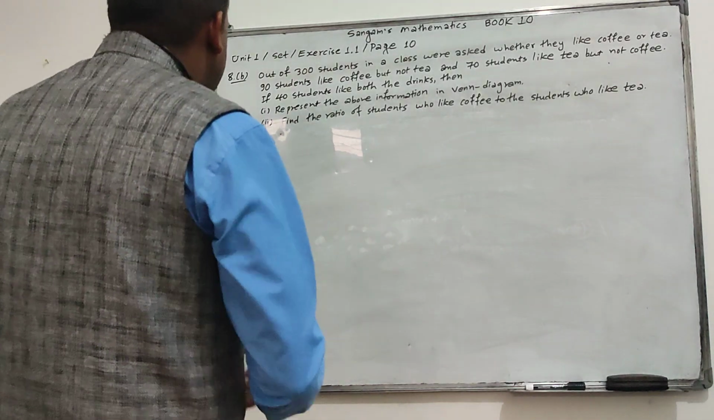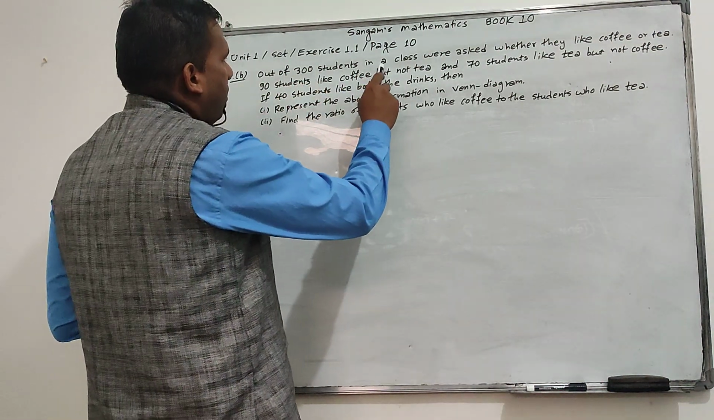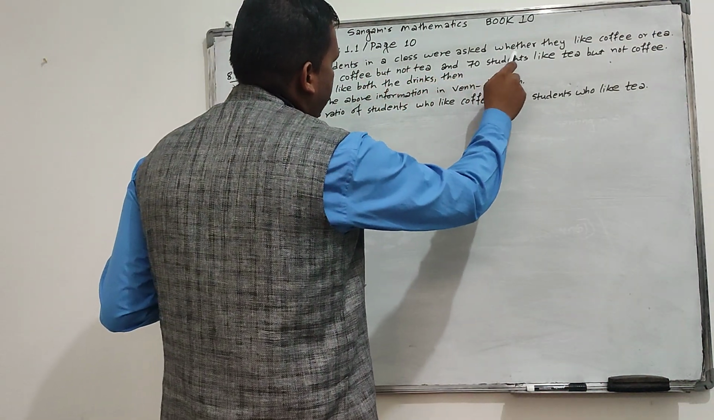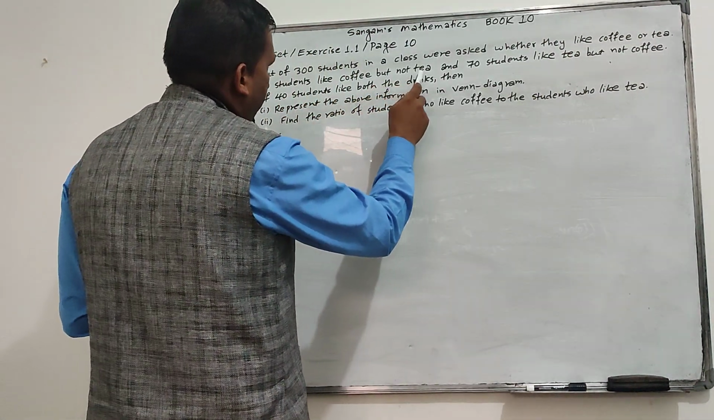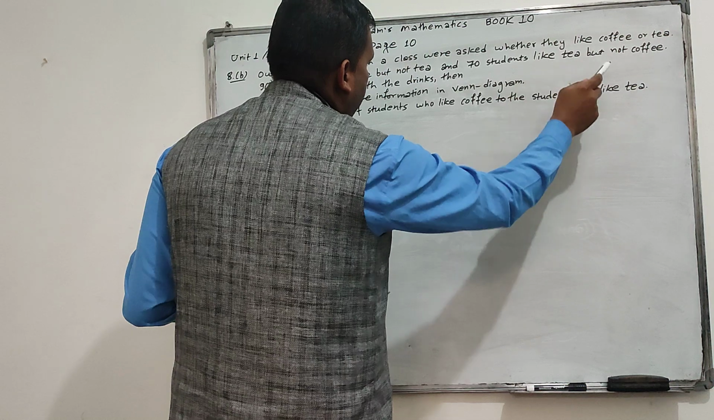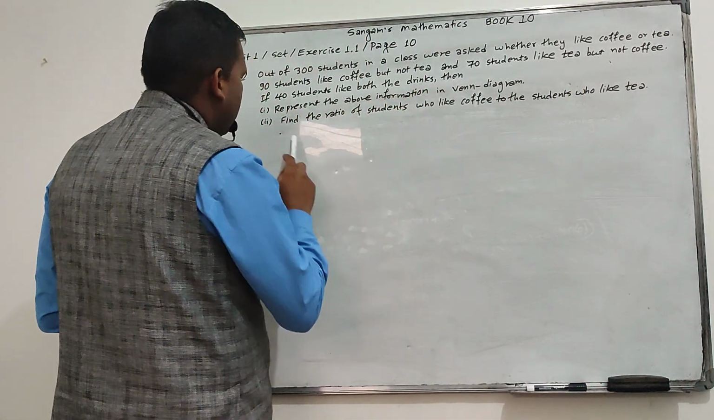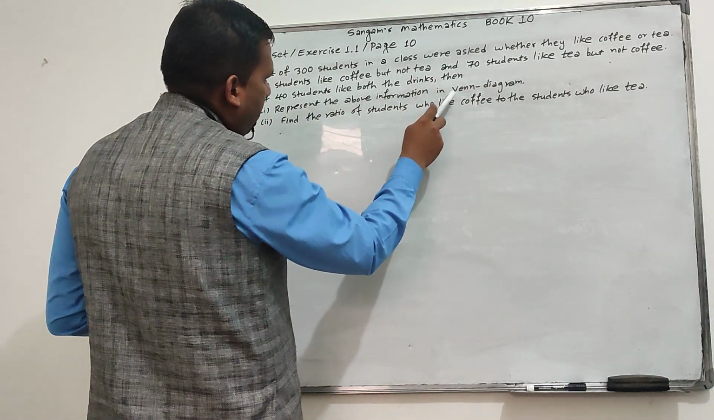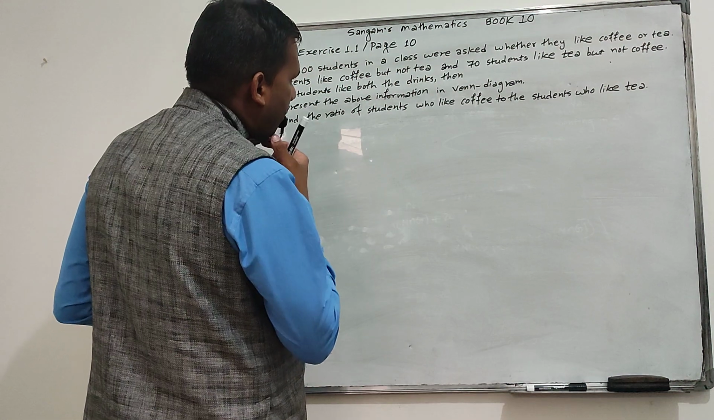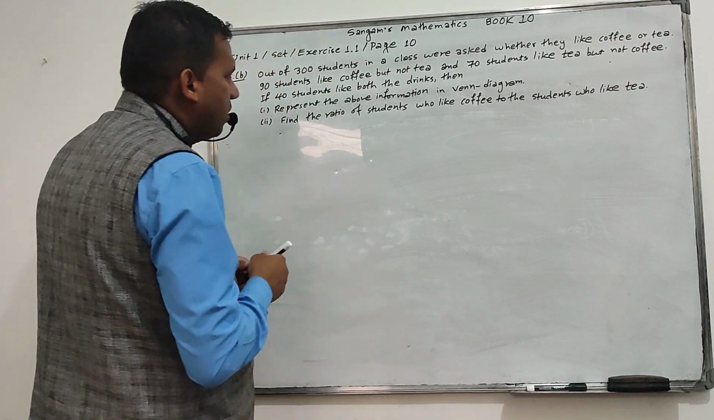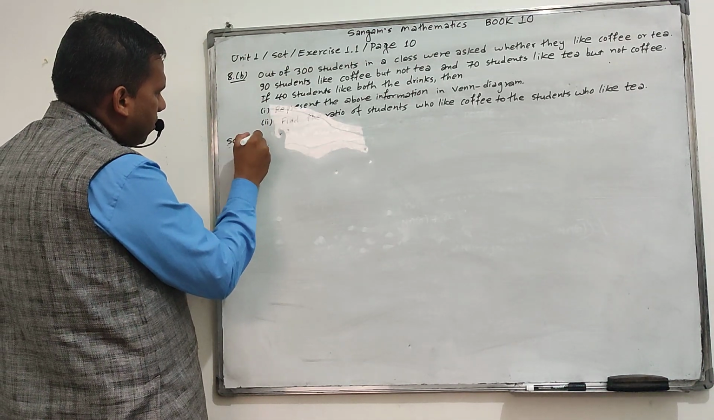Now, students, let's go to the next question. 8b. Out of 300 students in a class, we are asked whether they like coffee or tea. 90 students like coffee but not tea, and 70 students like tea but not coffee. If 40 students like both the drinks, then 1, represent the above information in a Venn diagram. 2, find the ratio of students who like coffee to the students who like tea. Let's do the solution.